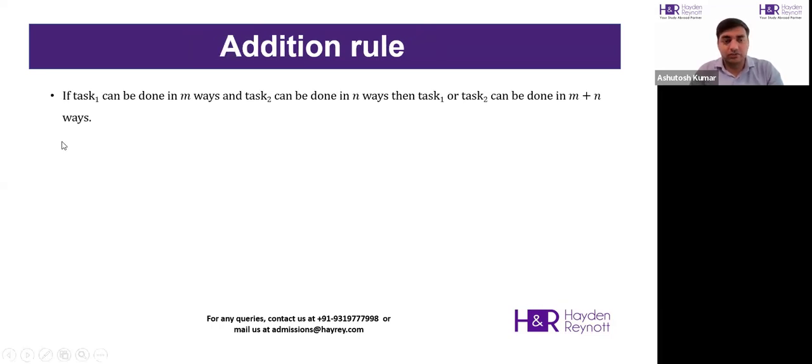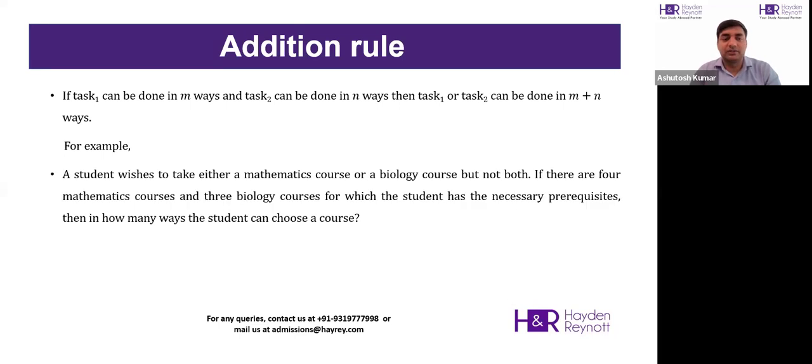Next is the addition rule. If there are two tasks, task 1 and task 2, and task 1 can be done in m ways, task 2 can be done in n ways, and the question is about or, then task 1 or task 2 can be done in m plus n ways. So if you have and, you multiply. That's the multiplication rule. If you have or, you have to add. That is m plus n ways.